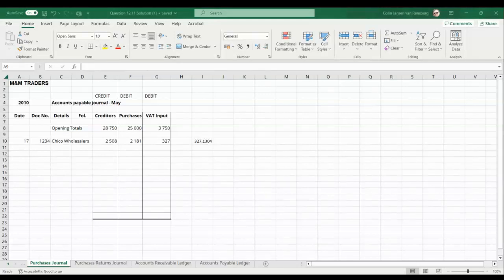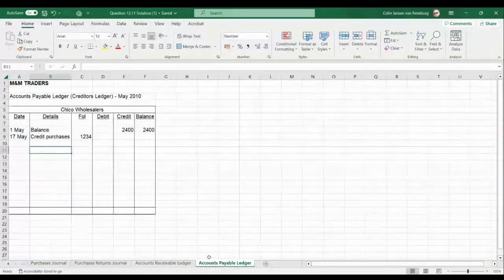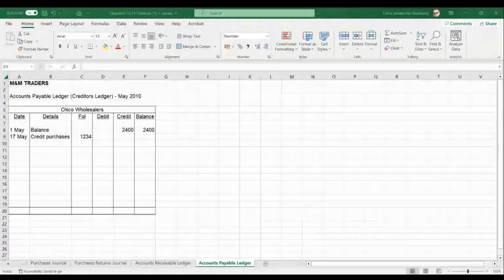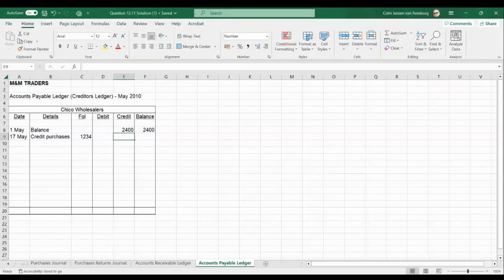Are we now going to debit or credit this individual? What did we do with our creditors control account? We credited them, right? So we credited the creditors control account, which means that the individual creditor's account must also be credited. So now let's go to our accounts payable ledger. The amount there was 2,508. Fortunately, you typed it for us.